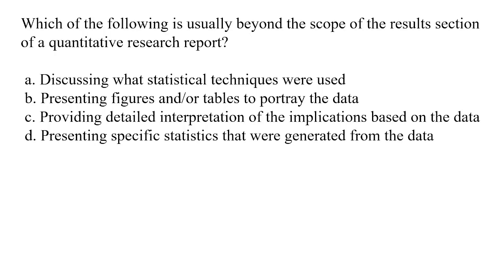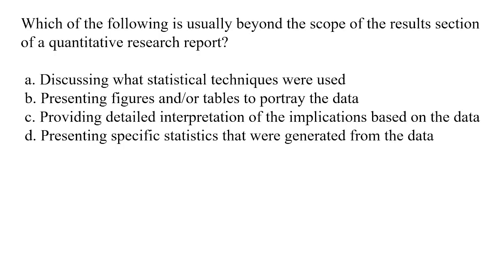I think discussing what statistical techniques were used, if we include this in the method section, then we can definitely skip this in the result section, or at least name them. So I think A makes more sense. Yeah, I think you're correct. Anybody else has any different kind of opinion? Okay, so I think A should be the correct answer.